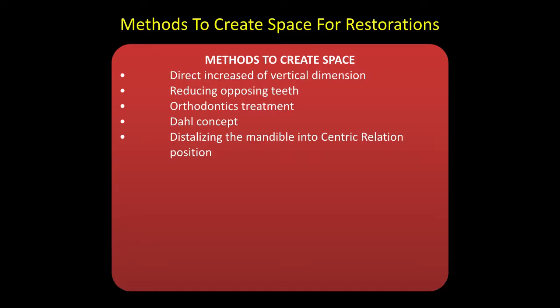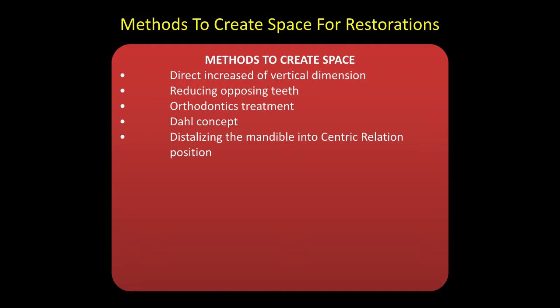In the condition of tooth surface loss, or limited space due to over-erupted or drifted adjacent teeth, the clinician may need to create space sufficient to place prostheses. There are 5 methods to create space. Method 1 is the direct increase of the vertical dimension. The next question is, what are the factors limiting the direct increase of vertical dimension in patients? The answer will be on the next slide.